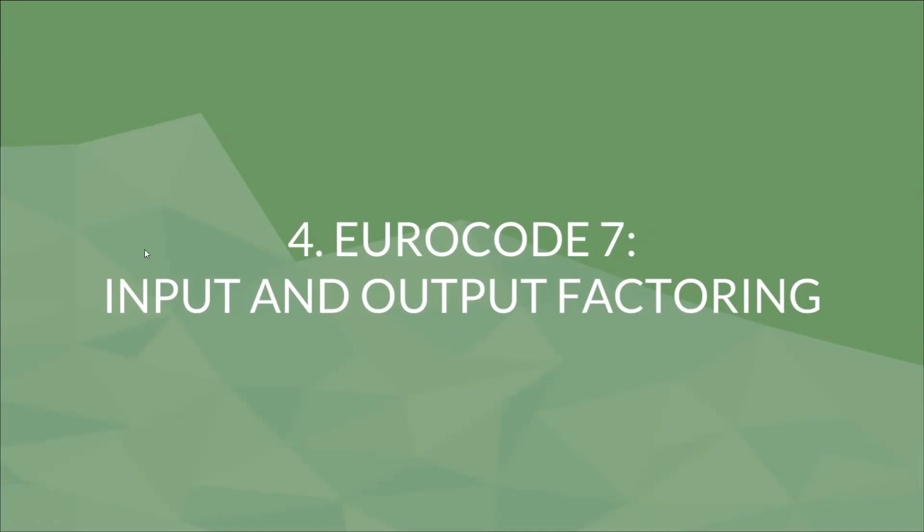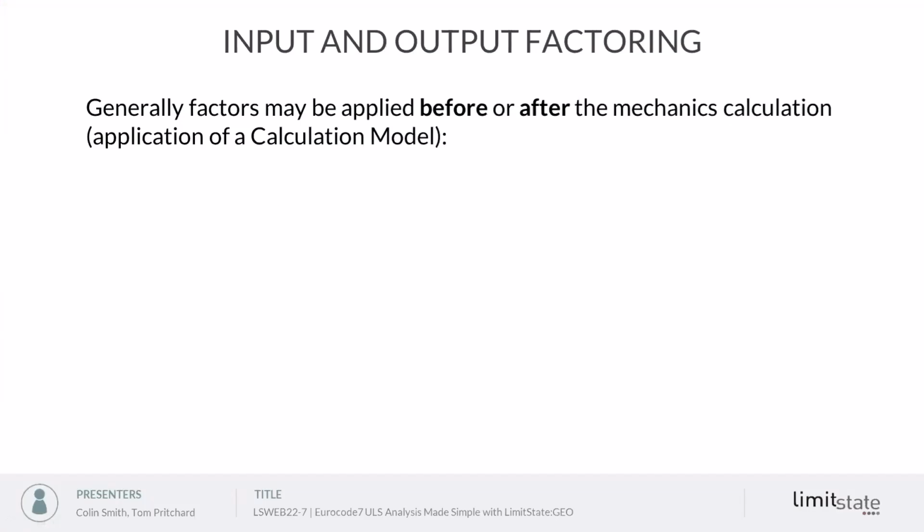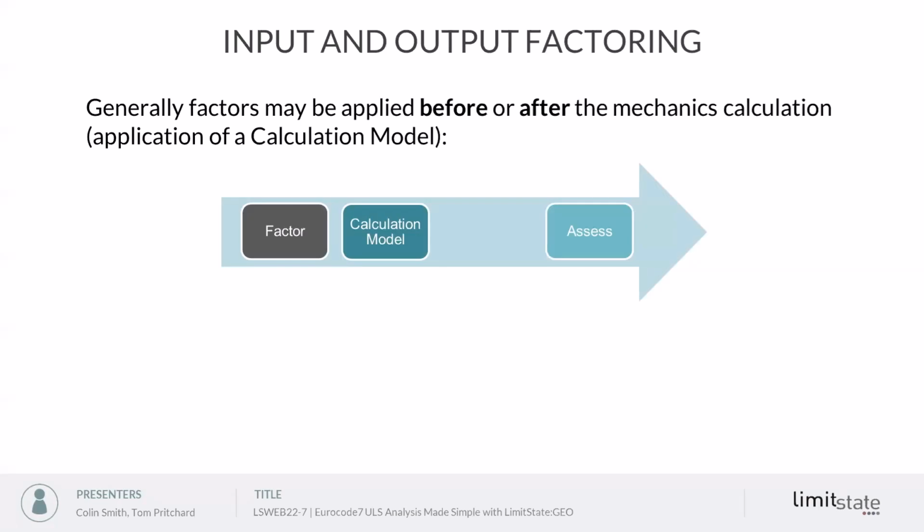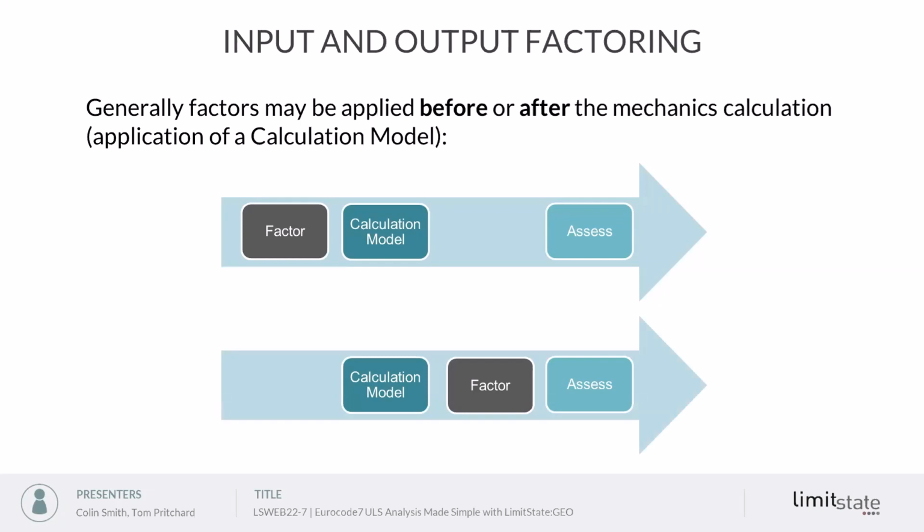Now we come on to Eurocode 7. Now, with Eurocode 7, generally you would be applying factors before or after the mechanics calculation. So when you apply factors, you either apply factors, feed the factored parameters into your calculation model, and then do your assessment, or you run your calculation model with unfactored parameters, and then you factor the outputs, and then you assess the design for compliance with the code.